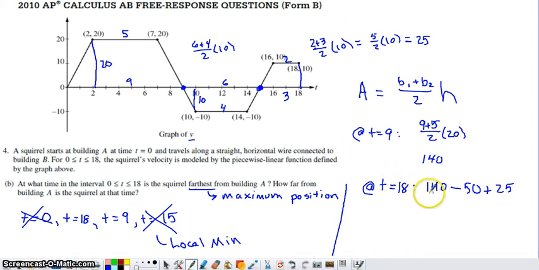And so the position at t equals 18 is going to be, let's see, 140 minus 50 takes us to 90. And then 90 plus 25 is going to leave us at 115. So what's the maximum distance the squirrel ever is from building A? Well, 140 units, and it happens at t equals 9.